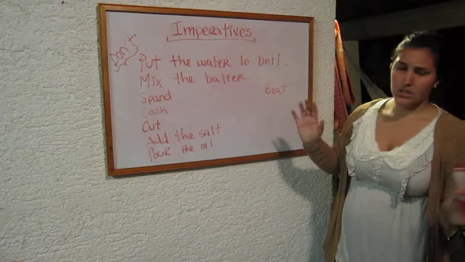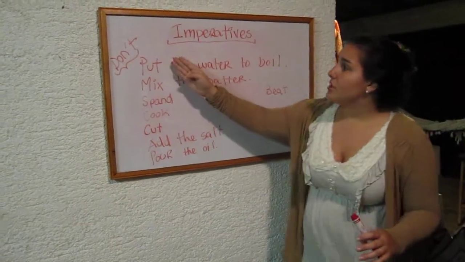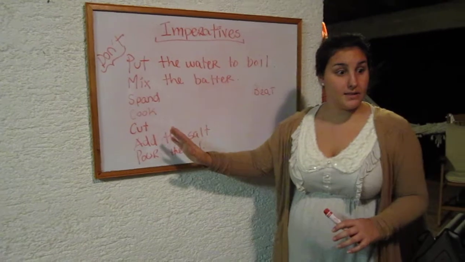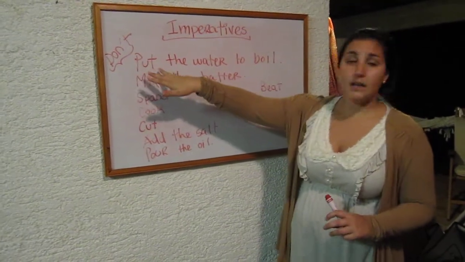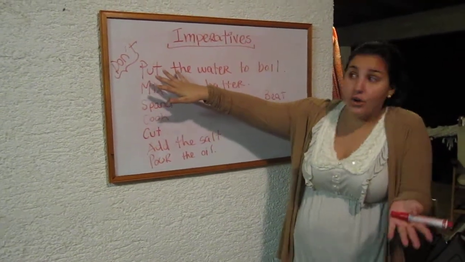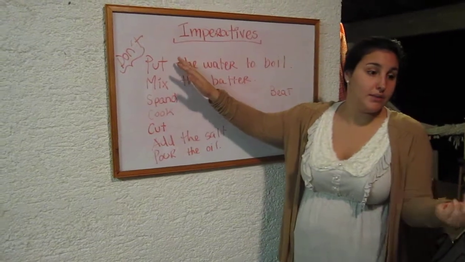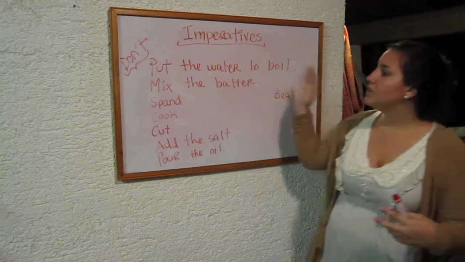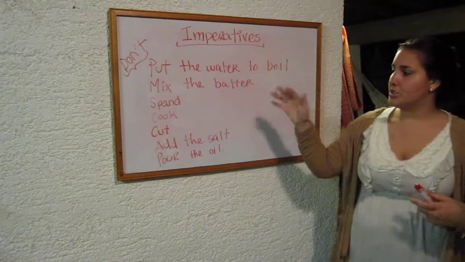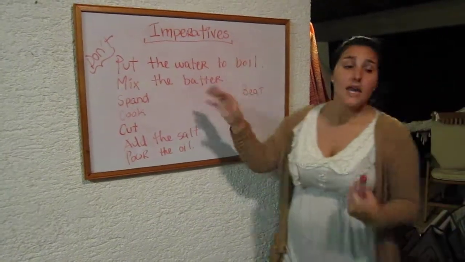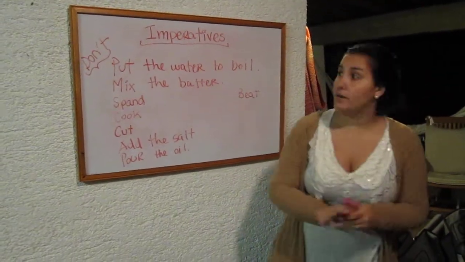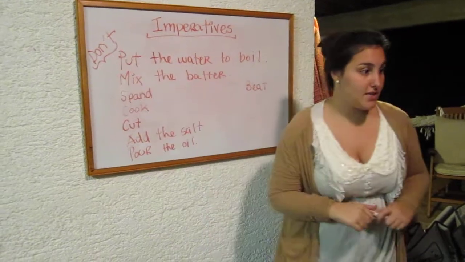So we know now that we use the imperatives at the beginning of the sentence as a second person verb form in the singular, in the present tense. For example, put the water, mix the batter, expand, cook, cut. If we want to say we don't want to do that, we use don't at the beginning of the sentence, okay?